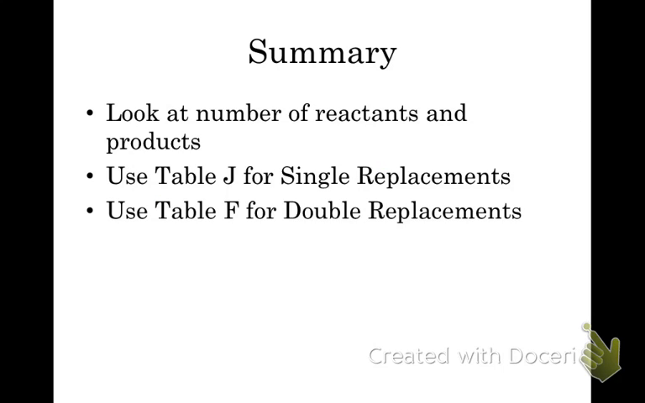So to summarize, make sure you memorize what to look for in each of the types of reactions. So for example, in a decomposition, you're looking for one reactant and several products. In a combination, you're looking for several reactants and one product. In combustion, you're looking for an organic molecule combined with oxygen and producing CO2 and water. For single replacements, use Table J, and for double replacements, use Table F.